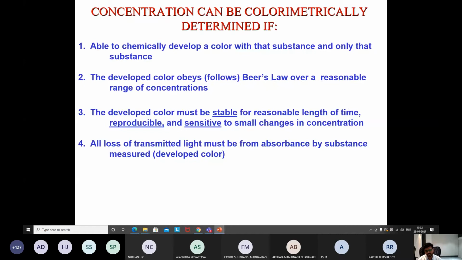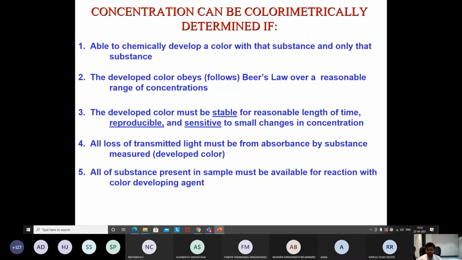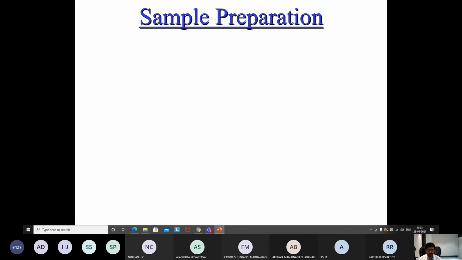And there are some methods where we take out all RBCs or all proteins from the sample, and then we measure those particular substances. For example, nitric oxide or malondialdehyde. Nitric oxide is the vascular relaxing factor. These things should be removed to avoid interference in the reaction. All substances present in the sample must be available for reaction with the color developing agent, and we should be able to measure the amount of light absorbed. Only then can we determine the concentration of the substance.